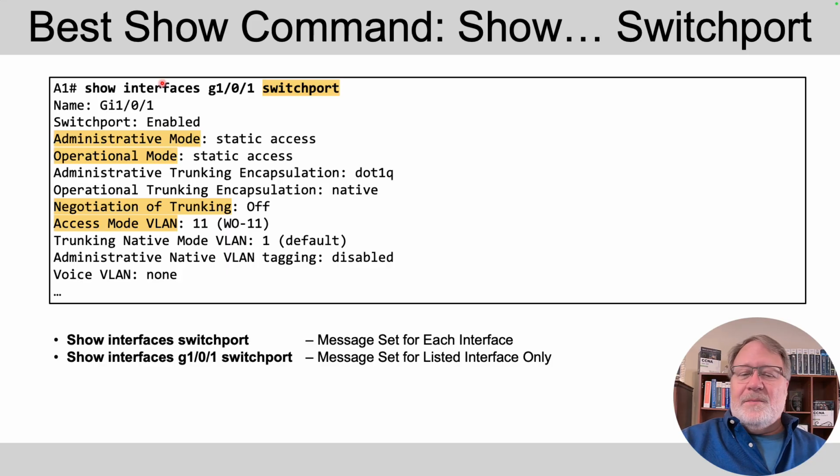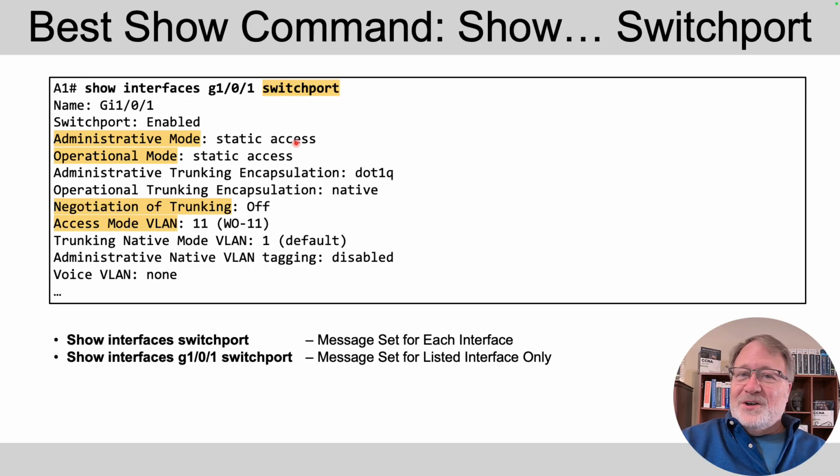So here's that same output, but just chopped off about 10 or 12 lines down. So show interfaces gig 101 switch port. That's one of those access ports that we assigned to VLAN 11. For instance, it says administrative mode. That's a reference to what you configured. And we configured switch port mode access. And that's why we see this phrase static access here.